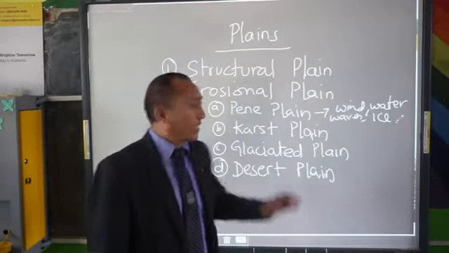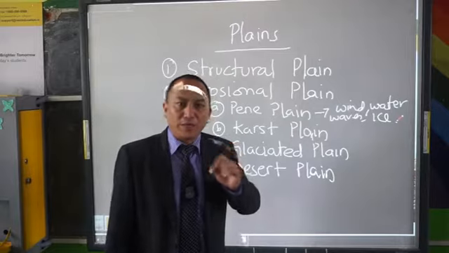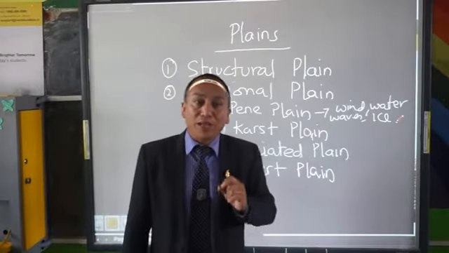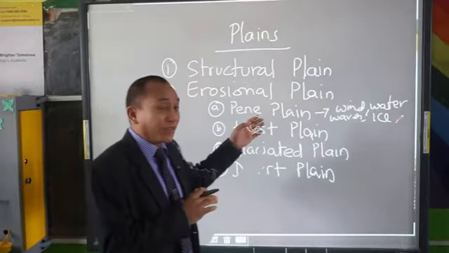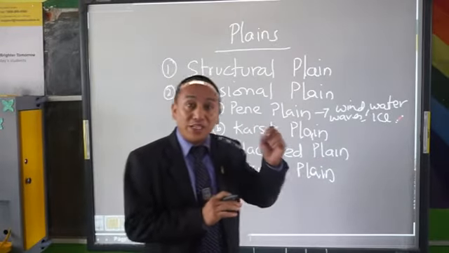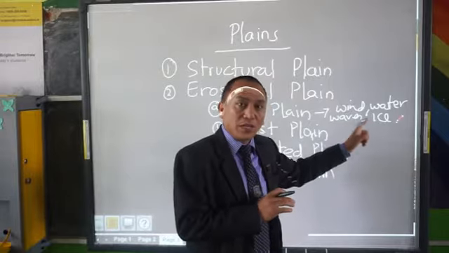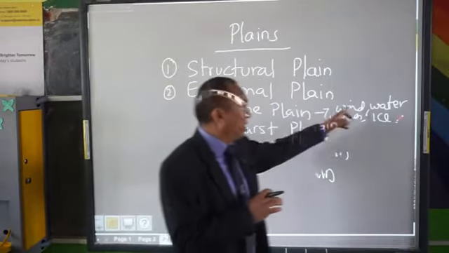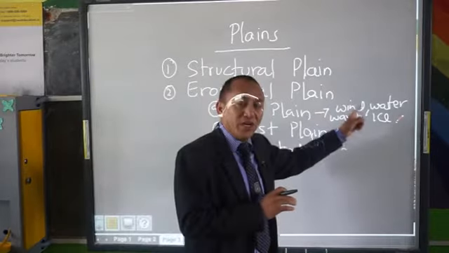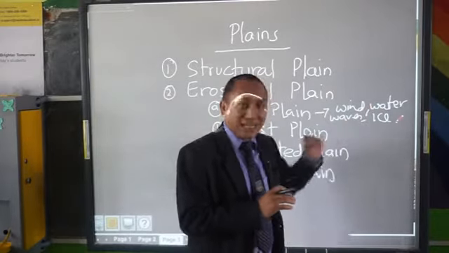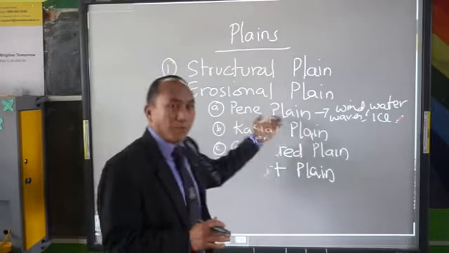Okay, so let's see the examples of the erosional plain. The first one is a peneplain. Now, what is a peneplain? A peneplain is basically a plain which is formed because of the erosion of mountains or hills by the agents of gradation. And what are the agents of gradation? Wind, water, waves and ice. In case of mountains, it is wind, water or ice. So when the mountains and hills are eroded by wind, water or glaciers and turn into a flat land, it is called a peneplain.